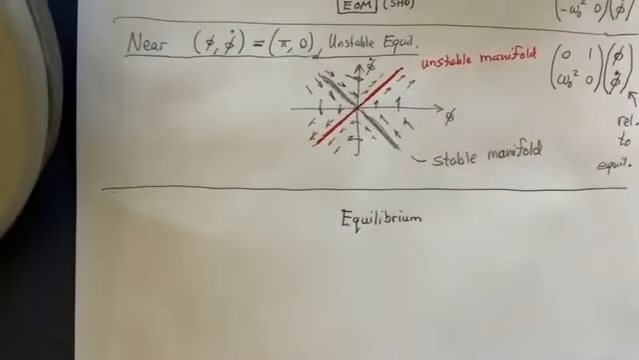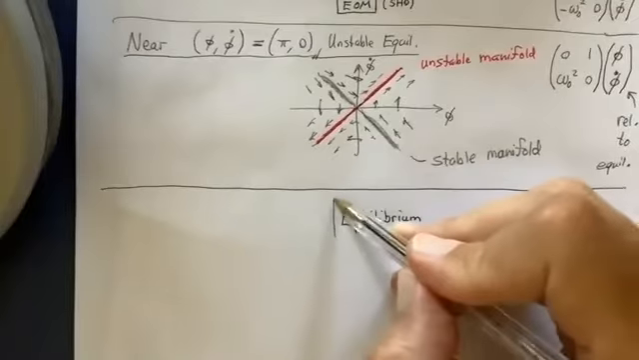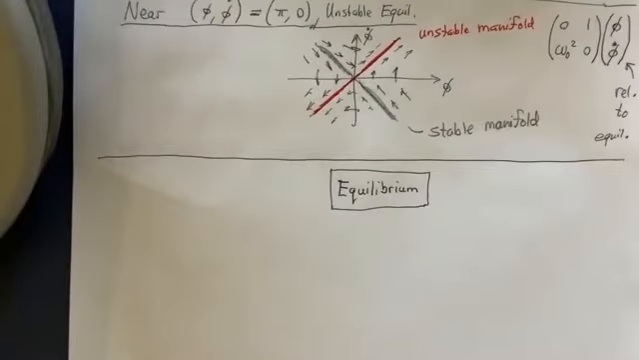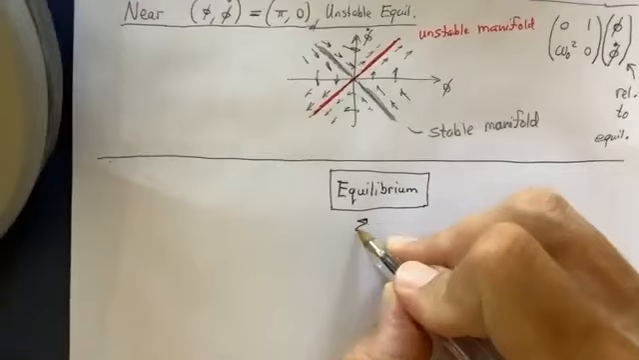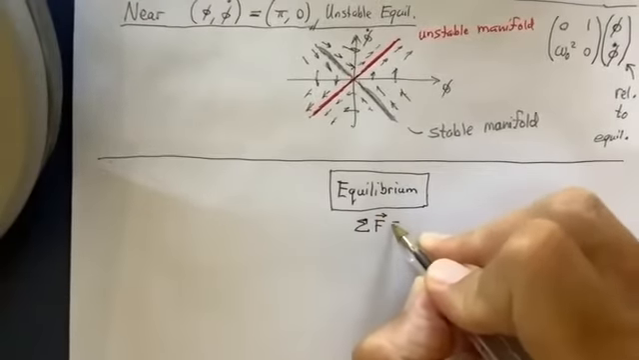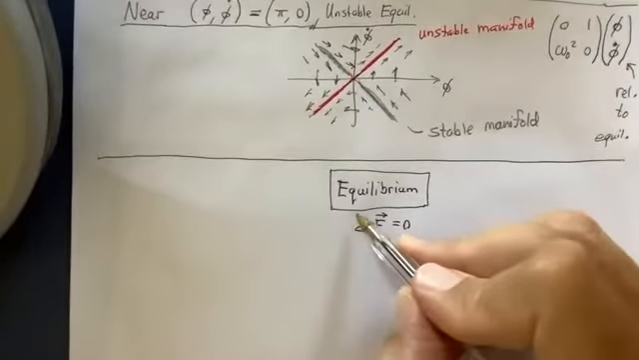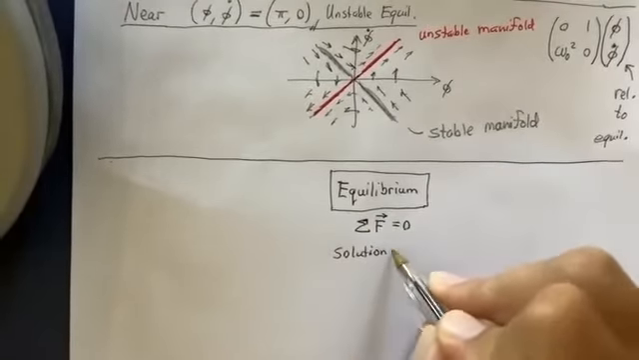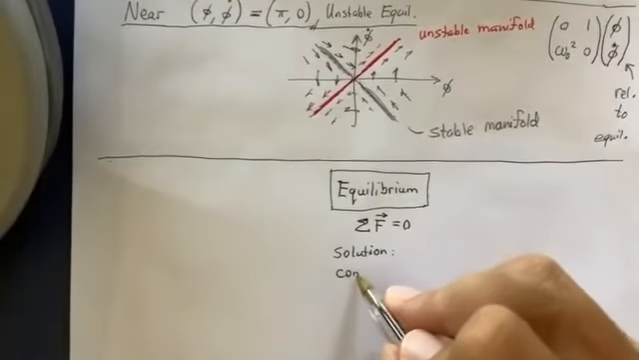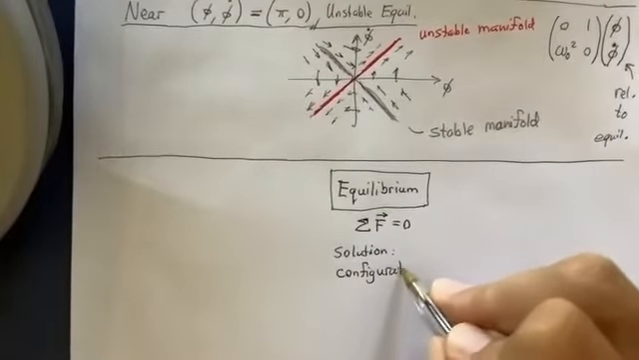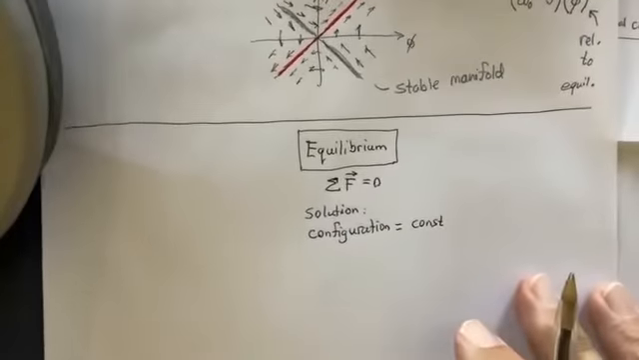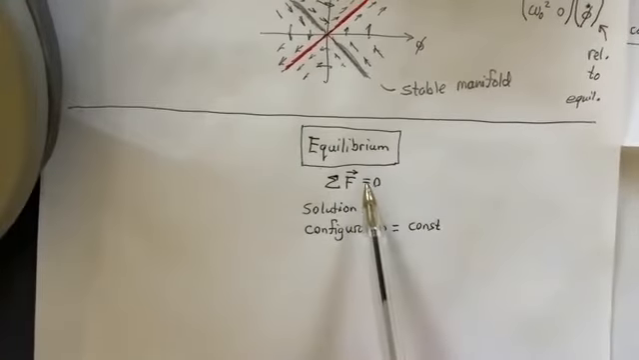Okay, so the big picture is we start our discussion here. If you have an equilibrium, okay, what does that mean? The sum of all the forces is 0. So we can write very compactly like this. The sum of the forces is 0, okay? And the solution, okay, is that the configuration... So that's the starting point for our discussion. What does it mean to have an equilibrium? Well, the sum of all the forces vanishes.